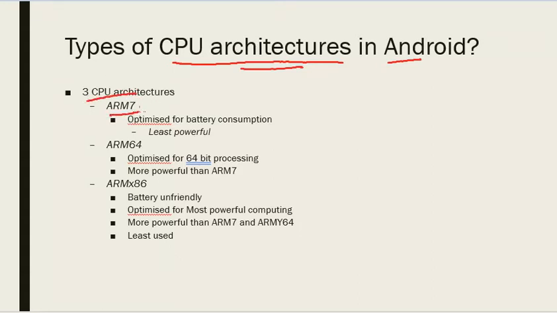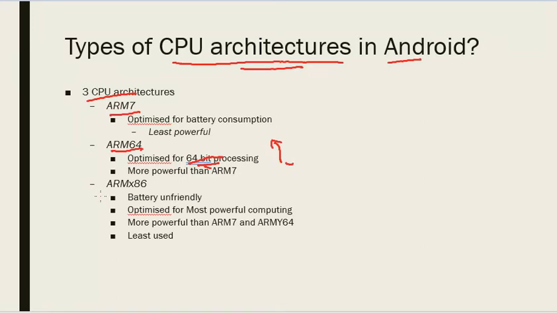One of them, the most common one, is ARM7. Because we have these small handheld devices, it is optimized for battery consumption, but among the others it is the least powerful. Then the second one is ARM64, which is optimized for 64-bit processing. Many of our new phones have this ARM64 CPU architecture. It's much more powerful than ARM7, and of course it has more battery consumption than ARM7.